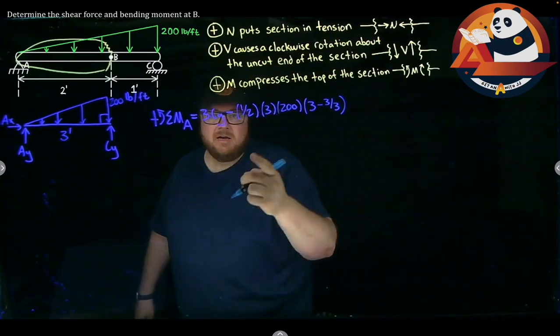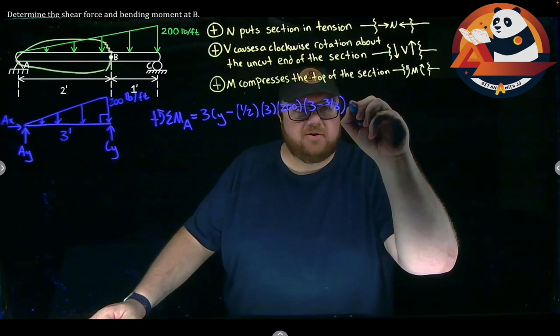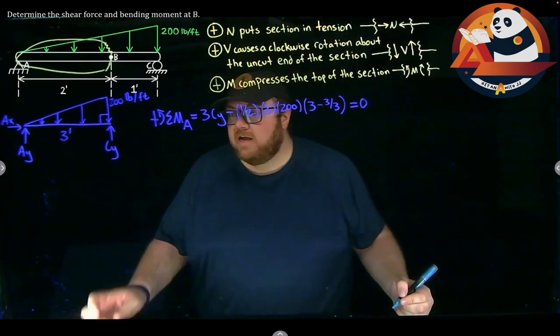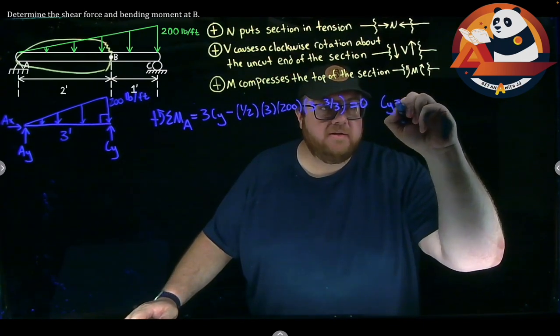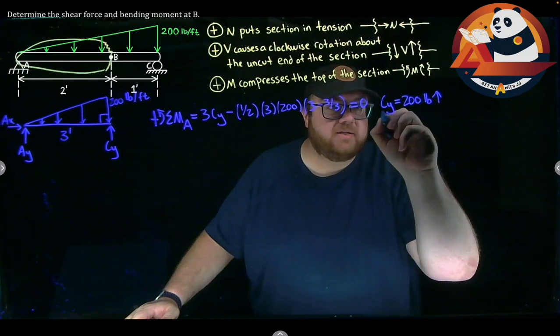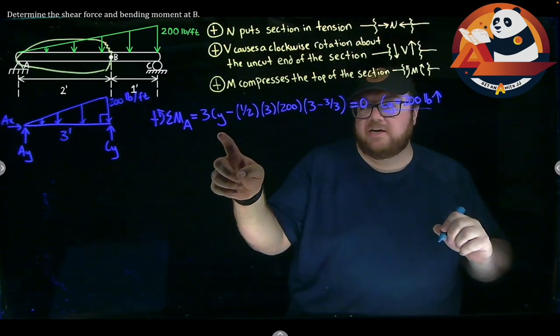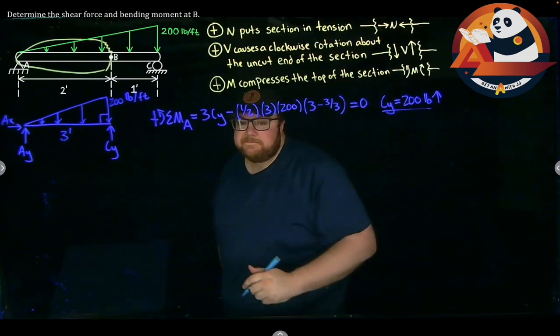But that's it for us. This is force, this is distance, this equals 0. And I can solve for CY. I'm going to get 200 pounds going up. CY is 200 pounds going up. And I know it's up because this equation solves to give me a positive answer for CY, which means I guessed the right direction in my free body diagram.